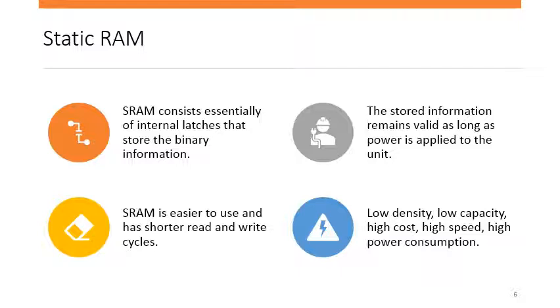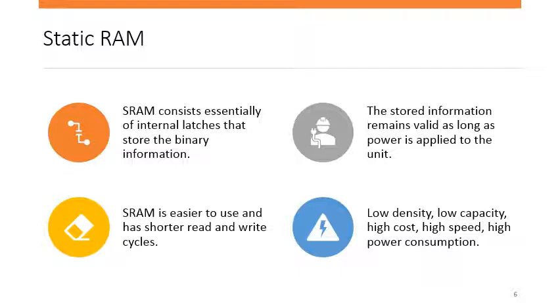We're also going to have the cost comparison and the performance comparison with respect to the access time and the cycle times, and we're going to see which are the applications, or in which scenarios we prefer the static RAM and in which scenarios we will be preferring the dynamic RAM.